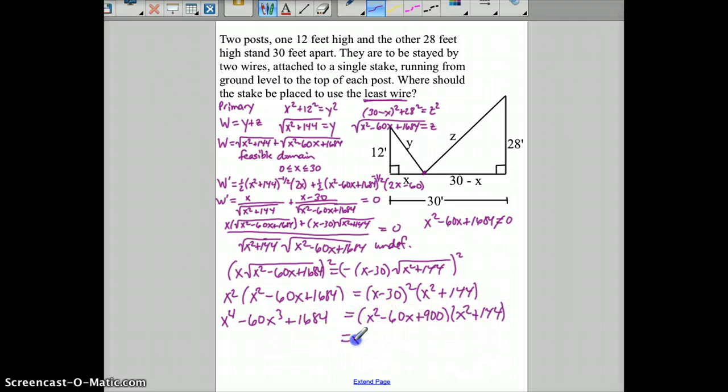Distributing that through, we're going to have x to the 4th minus 60x to the 3rd plus 900x squared plus 144x squared minus 8640x, and then 144 times 900 is 129,600. All right, that's good for now.